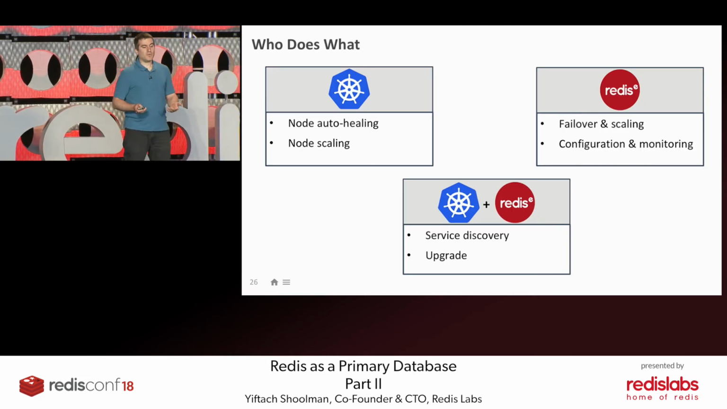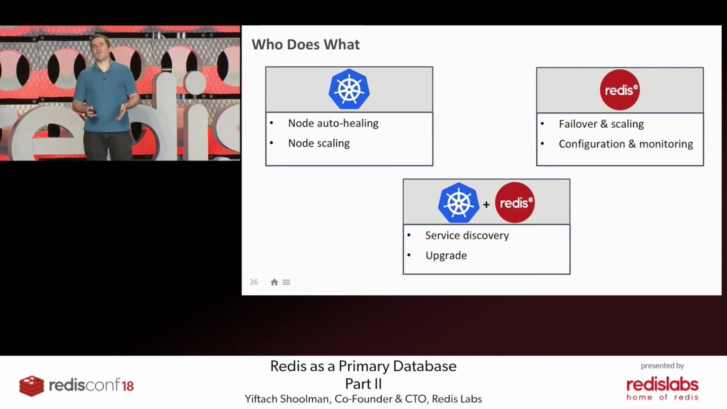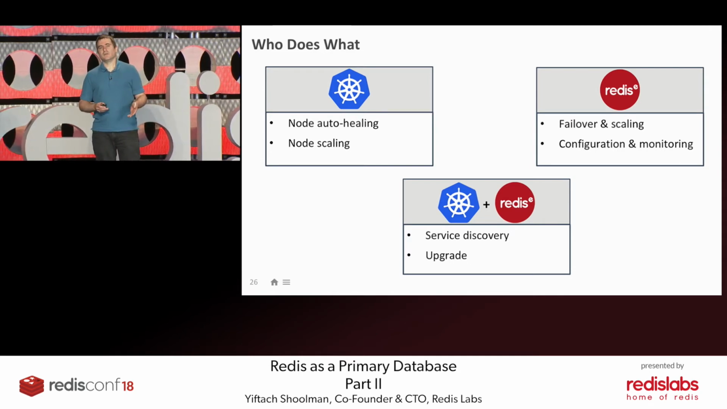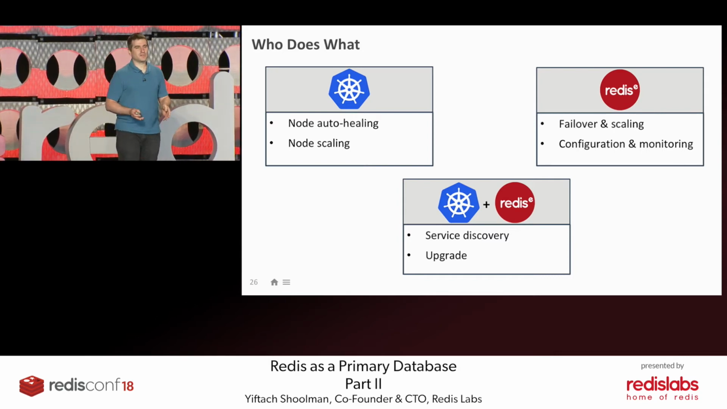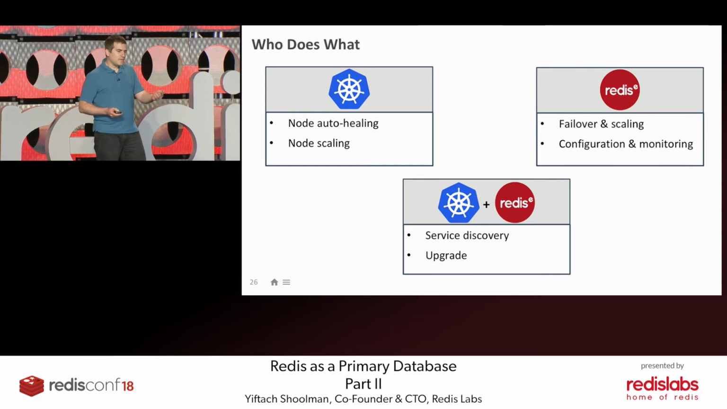When doing this sort of double orchestration, you need to be very careful in deciding the boundaries between the 2 orchestration layers, because you really, really do not want them to step on each other's toes. And specifically in Kubernetes, but this is also true for the other orchestration layers practically, Kubernetes handles the node auto-healing and node scaling. The Redis Enterprise orchestrator handles shard and database failover and scaling, and shard and database configuration and monitoring. And together, in shared components and via APIs, they handle things like service discovery and upgrade.